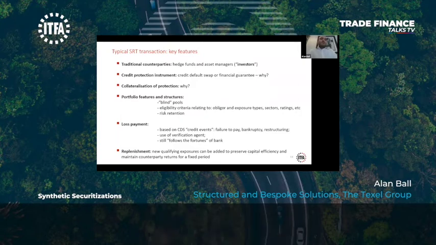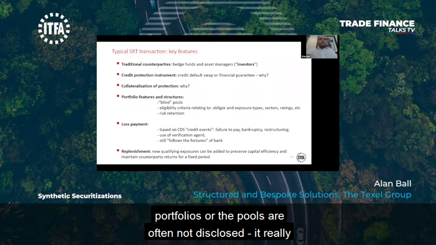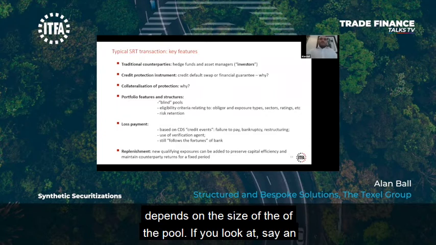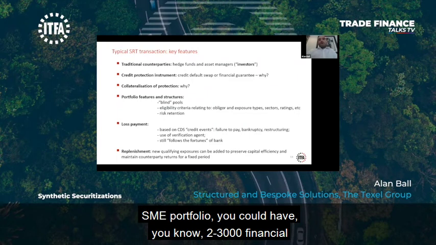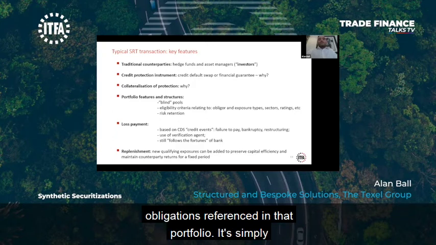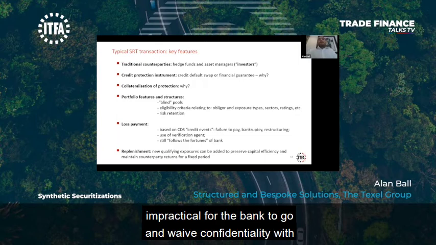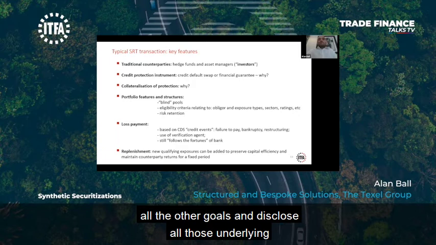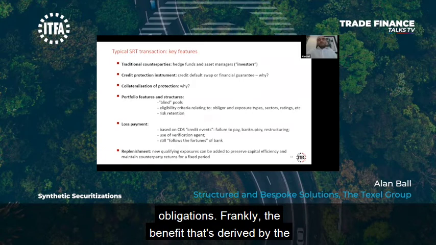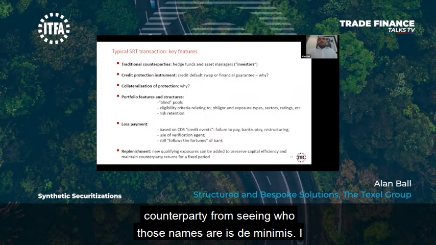The reason why the portfolios of the pools are often not disclosed, it really depends on the size of the pool. If you look at, say, an SME portfolio, you could have 2,000-3,000 financial obligations referenced in that portfolio. It's simply impractical for the bank to go and waive confidentiality with all the obligors and disclose all those underlying obligations. And frankly, the benefit that's derived by the counterparty from seeing who those names are is de minimis.